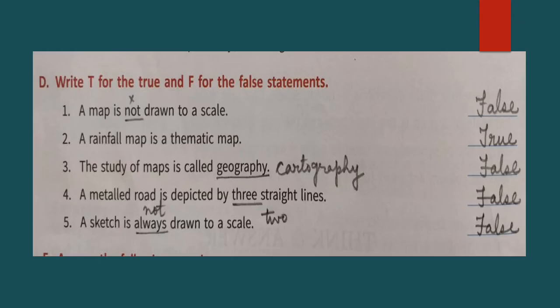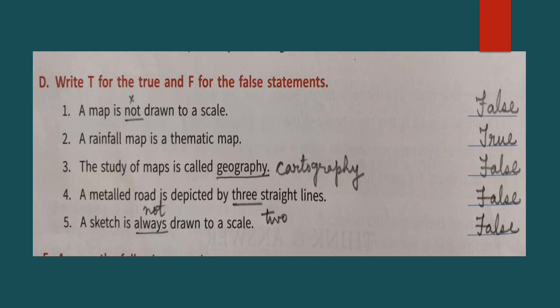And we come to the last exercise, that is write T for true and F for false statements. And like we have been doing, we will not write T and F, we will write true and false, and we will also correct the false statements. Number 1, a map is not drawn to a scale, that is false, because a map is drawn to a scale. Number 2, a rainfall map is a thematic map, that is true.